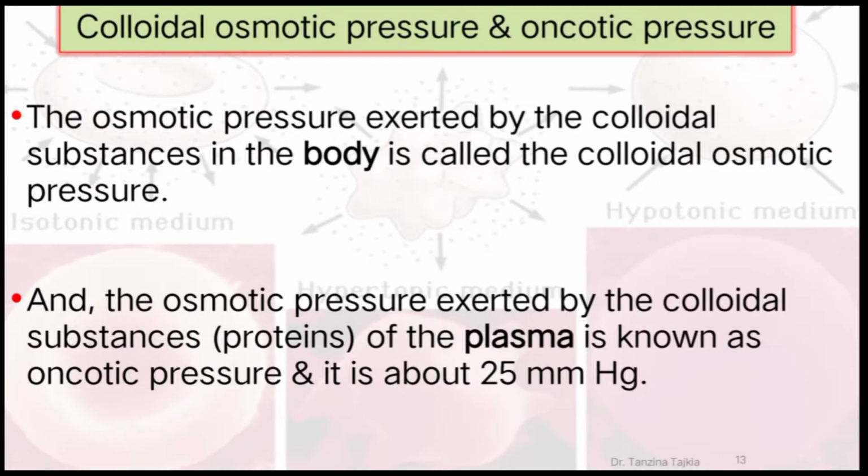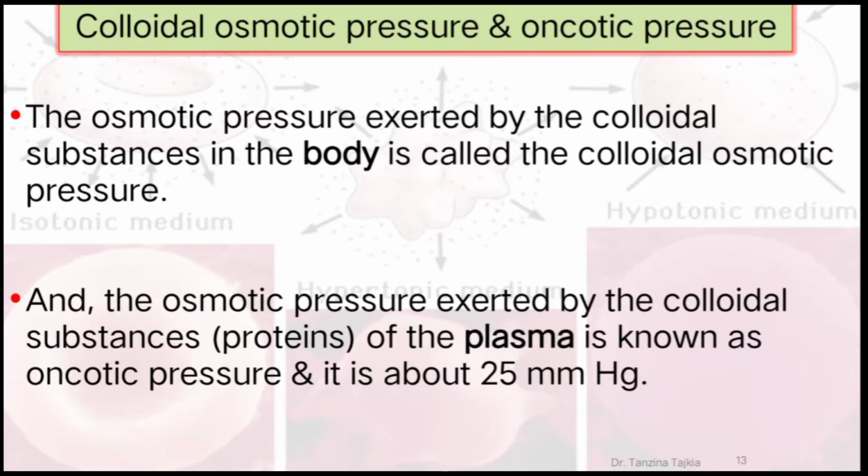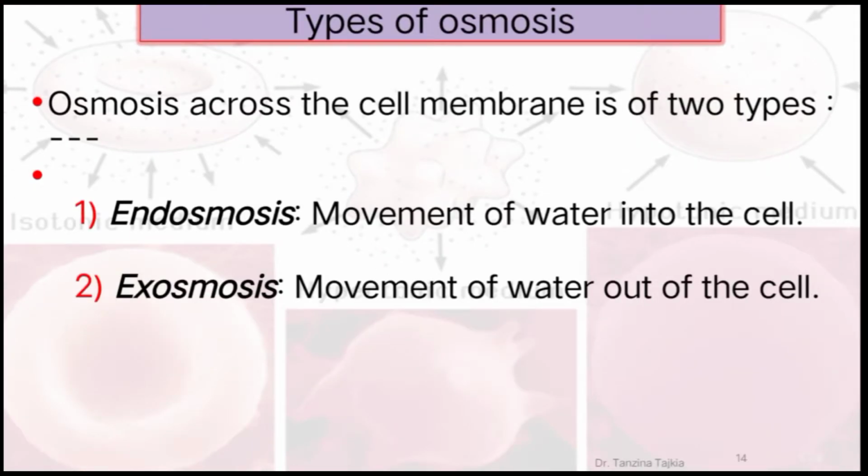Then colloidal osmotic pressure. The osmotic pressure exerted by colloidal substances in the body is called colloidal osmotic pressure. Then oncotic pressure. The osmotic pressure exerted by colloidal substances, that means proteins of plasma, is known as oncotic pressure. It is about 25 mm of mercury. Osmosis across the cell membrane is of two types: endosmosis and exosmosis. Endosmosis means movement of water into the cell, and exosmosis means movement of water out of the cell.